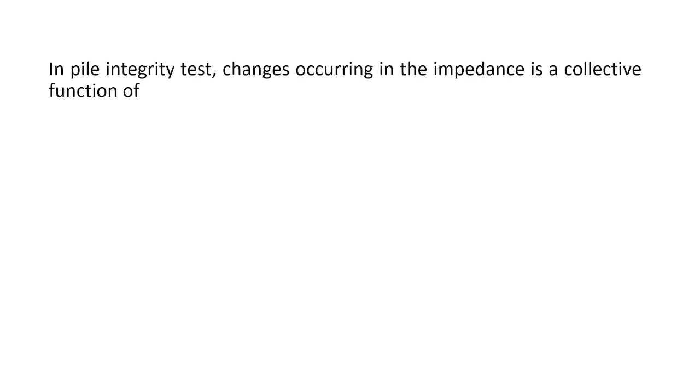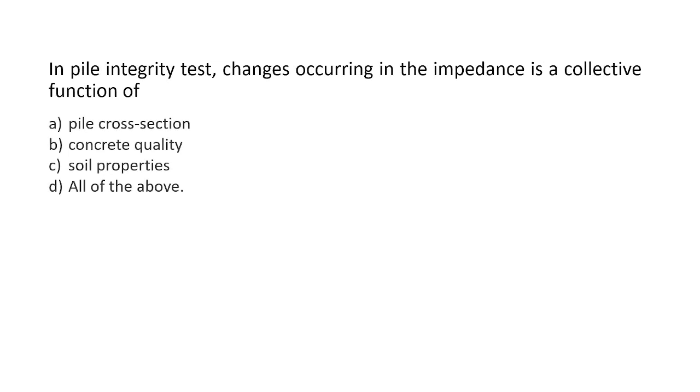Next is, in pile integrity test, changes occurring in the impedance is a collective function of which one? All of the above. B. Yeah, correct. So whatever impedance change is there, that is because of the pile cross section, because of the soil properties, because of the quality of the concrete and all. So the correct answer will be all of the above.